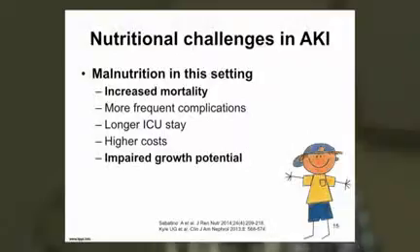Malnutrition in this setting will lead to increased mortality, and Irina has showed you a lot of data, and in children it's no different. There are also more frequent complications, longer stay, higher cost, but then a very important part in children that's different from adults is that they have impaired growth potential. Because we have to remember we're dealing with children who still are growing and who need to reach their potential. Because not reaching their potential has a huge impact on their quality of life later on.